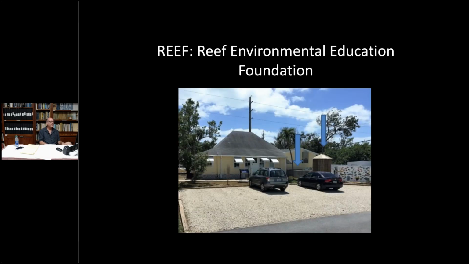Now, this is a picture of the house today. It's in the median of the highway, and it's now home to REEF, the Reef Environmental Education Foundation.